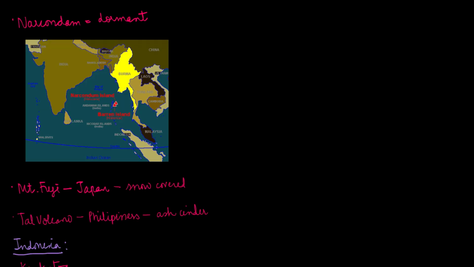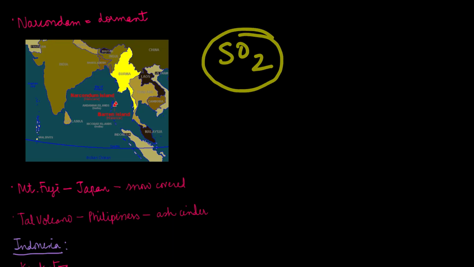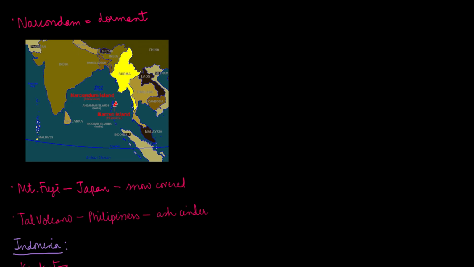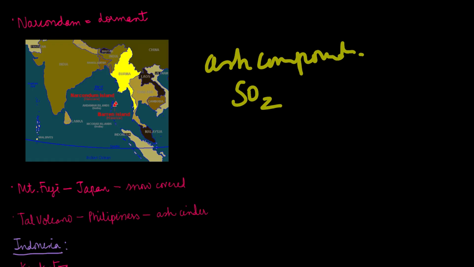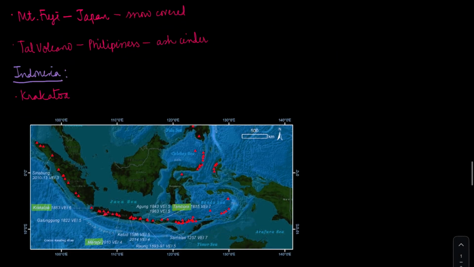So in volcanoes, we had a question last year about what all gases are released from volcanoes. So they are SO2 and other organic gases. So there are ash compounds, SO2, and other organic compounds, magma, etc. So do have a look at that also.